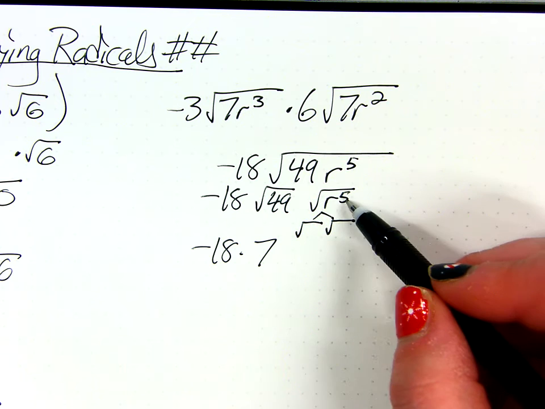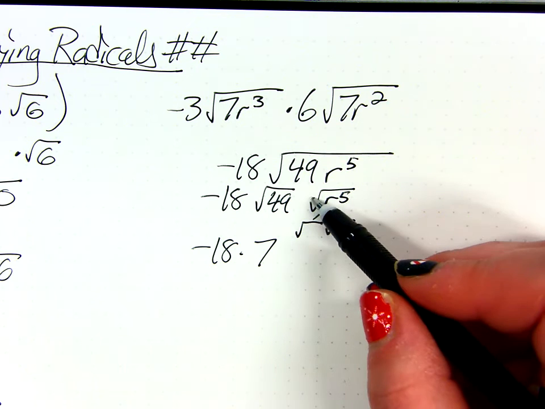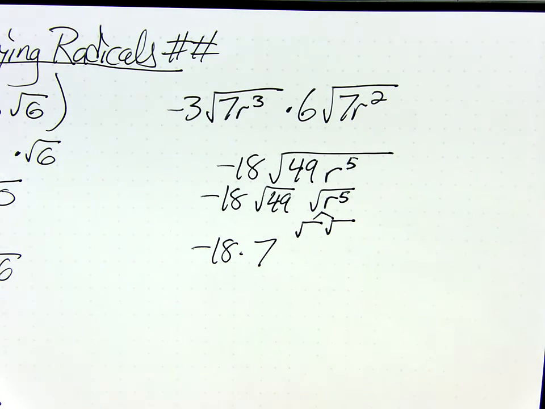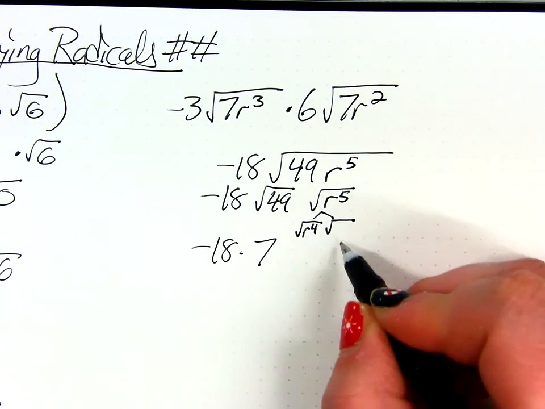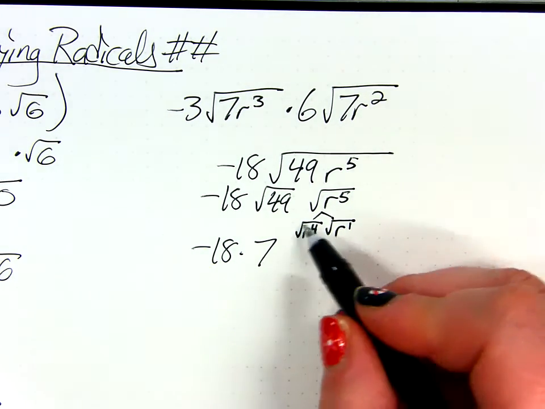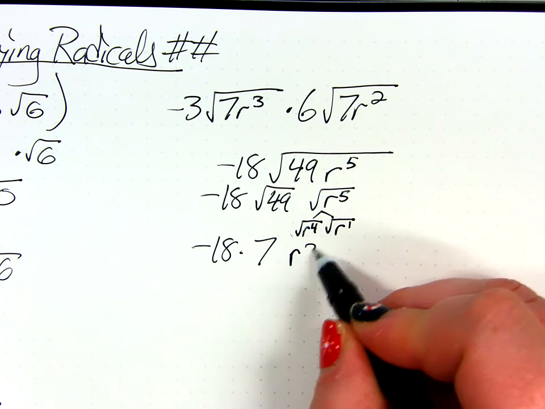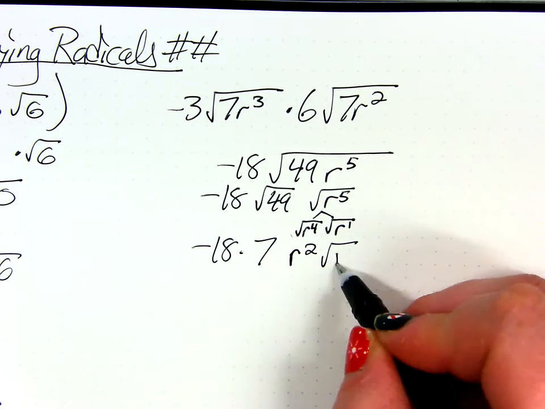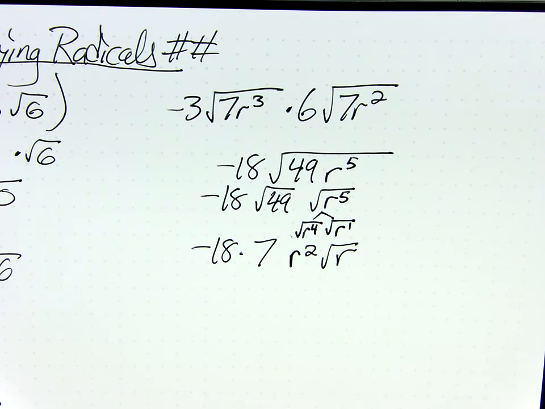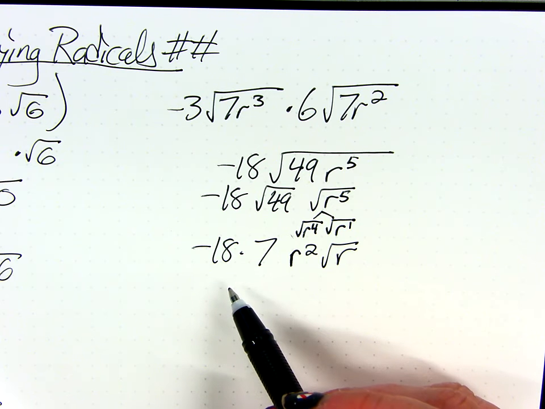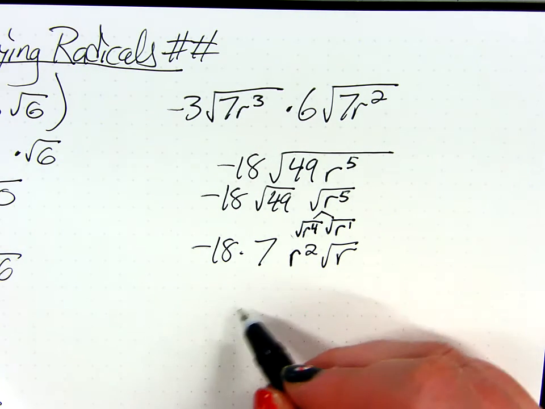Yes, I'm always trying to do my exponent divided by my index. Remember, there's a teeny tiny 2 there that we don't write. I can't do 5 divided by 2. So then I go down and I say, can I do 4 divided by 2? Yes. So I have r to the 4th, and that would be r to the 1st. What is the square root of r to the 4th? Yes, and then that just stays. So then all I have to do is the 18 times 7, which is 126.